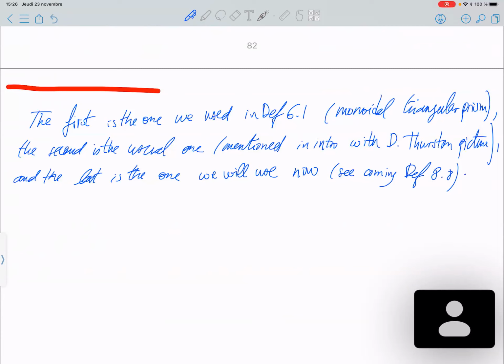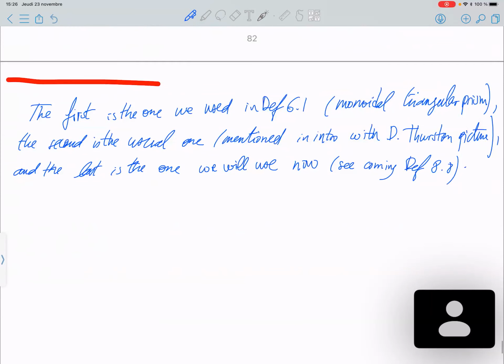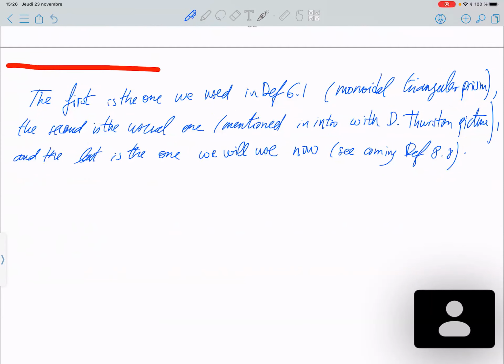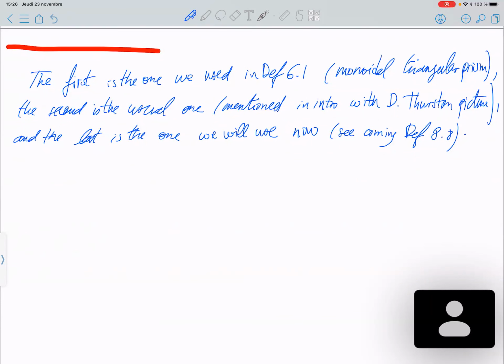Let me check. So let me recall again about the symmetry of the triangular prism. We mentioned a remark about that. We can realize the orientation preserving symmetry group, the symmetry group of order 6, of the uniform triangular prism.